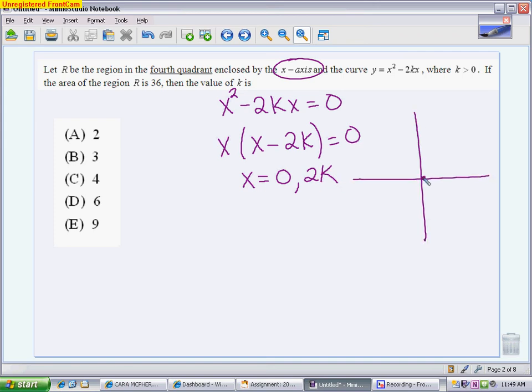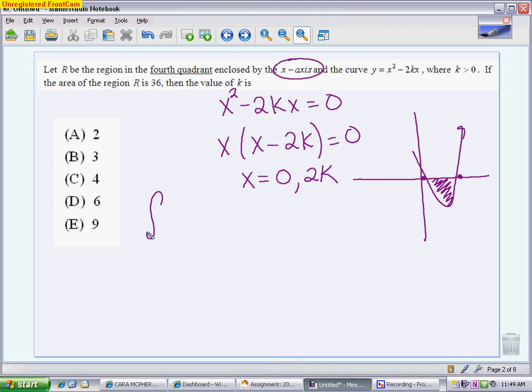It has an intercept at 0 and somewhere at 2k, and all we know about k is it's positive, so somewhere over here. And what's being asked is that we're finding this area. That's visually what you need to be thinking about to do this problem. So we know for area, we set up the integral of top minus bottom.